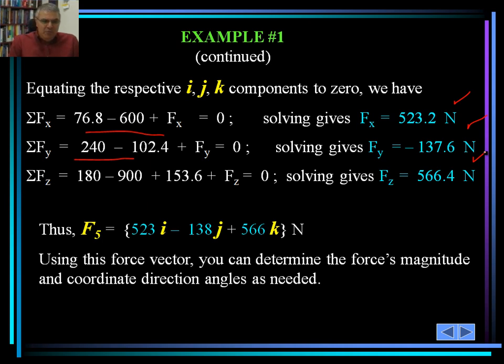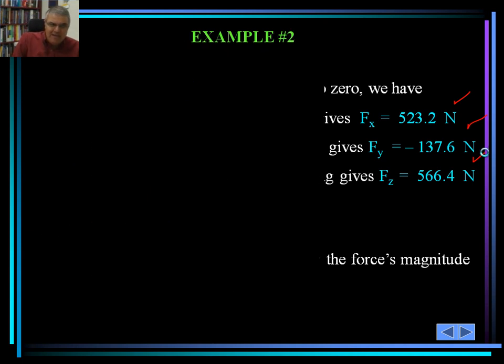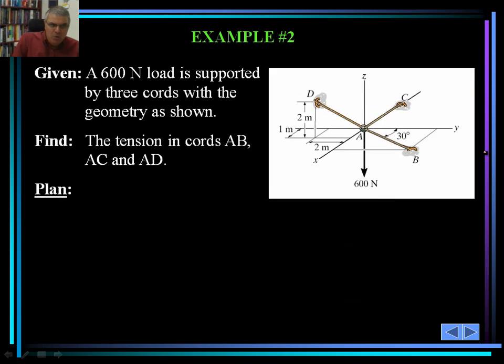So f sub 5 would be 523i minus 138j plus 566k Newton. We can use this force vector, and you can also determine the forces, magnitudes, and coordinate directions like we did previously in previous lectures as needed. So I'm not going to go over that here. So let me go over example 2.